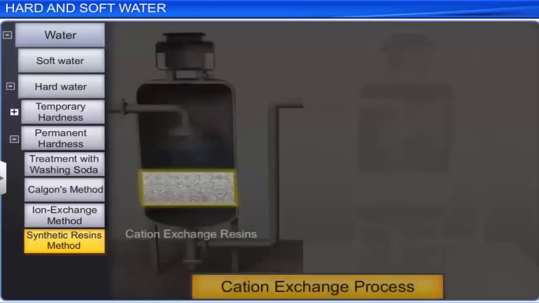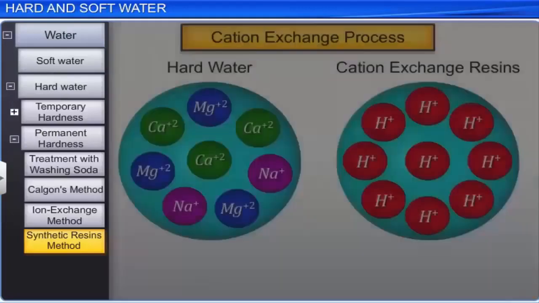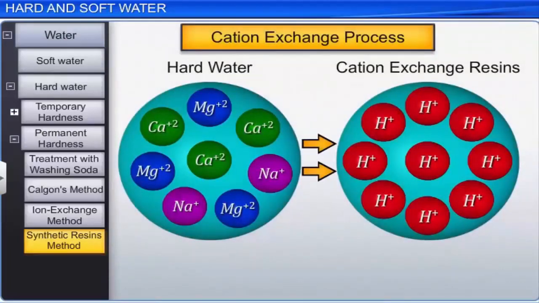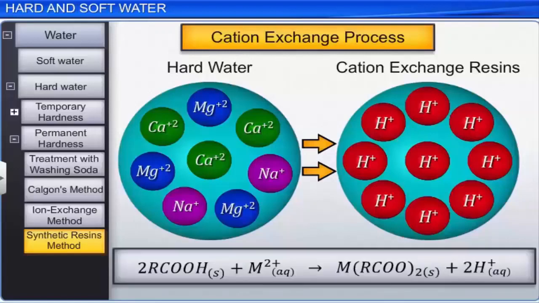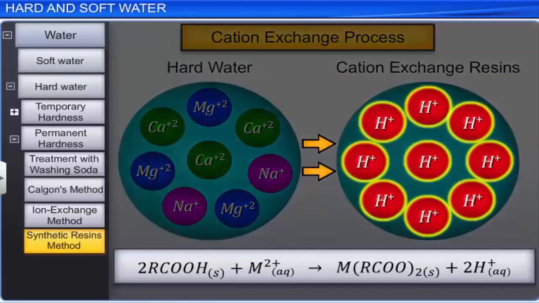In the cation exchange process, the H+ ions in RCOO-H+ are exchanged with sodium, calcium and magnesium ions present in the hard water. The reaction that takes place is 2RCOOH in solid state plus M2+ in aqueous solution gives (RCOO)2M plus 2H+ ions in aqueous solution, where M2+ is a calcium or magnesium cation. Since this reaction releases H+ ions, it makes water acidic.